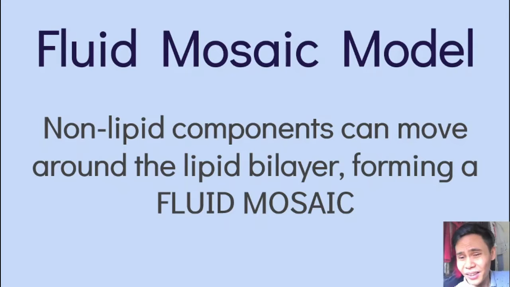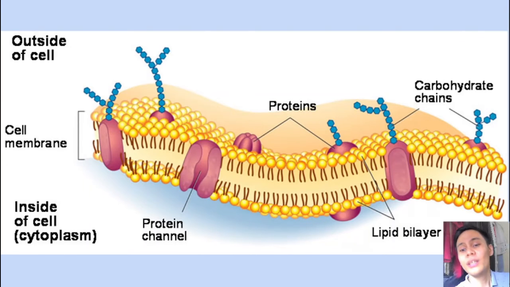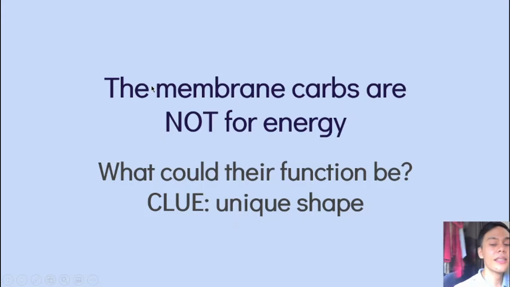Now, what are these non-lipid components? We have the proteins, the ones here. My mouse is going all over the place. Proteins like this one, and carbohydrate chains like this one. So again, we have proteins and carbohydrates.